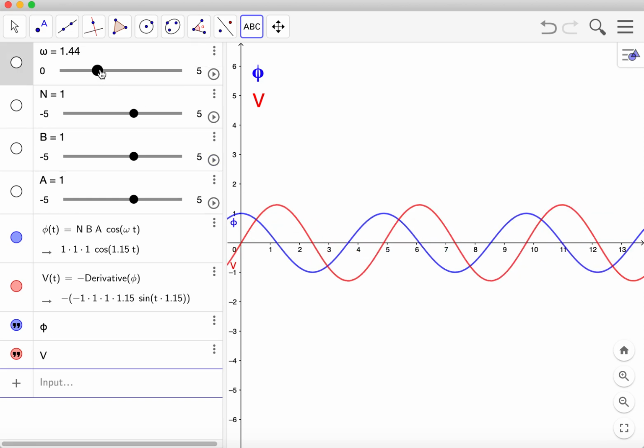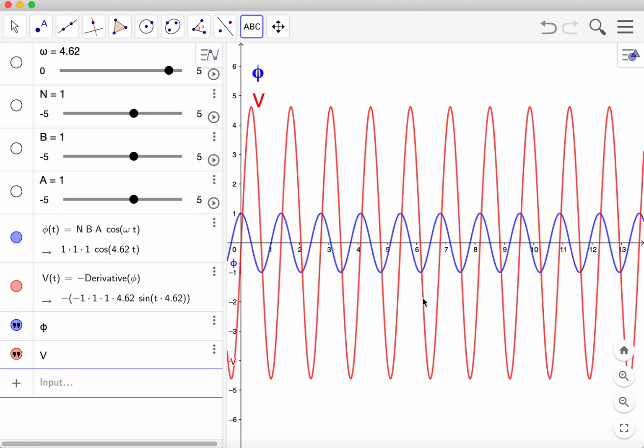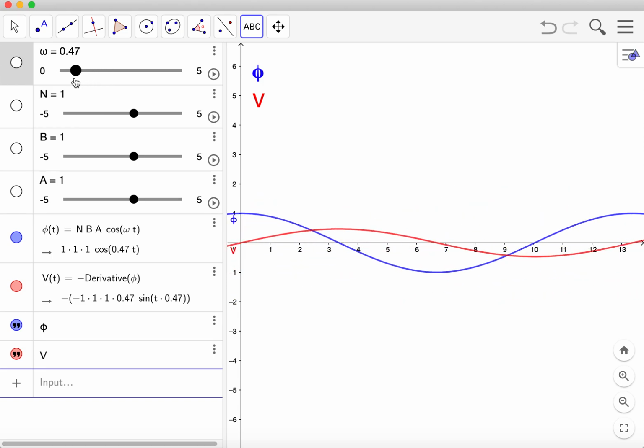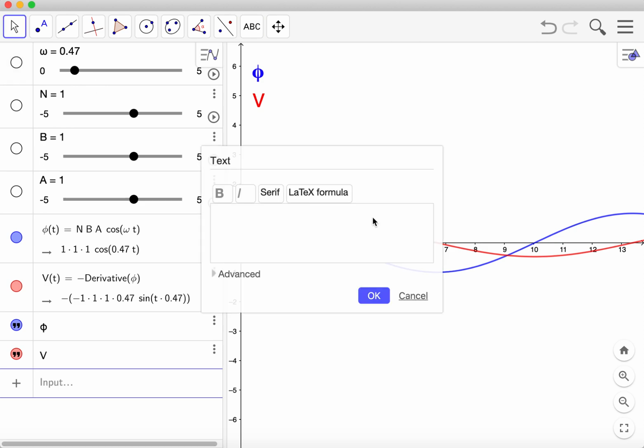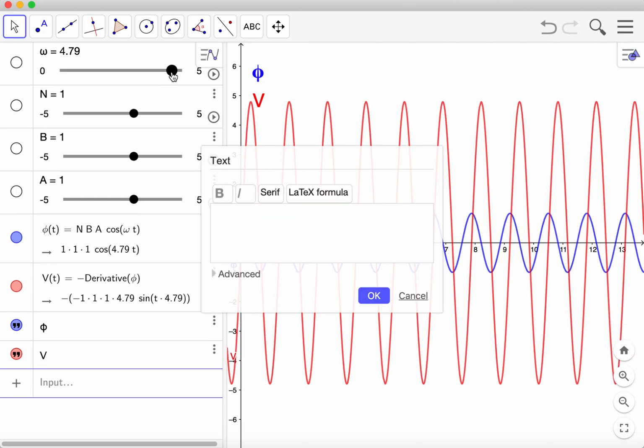However, if we were to increase the frequency, you see that the period becomes smaller, but also the maximum of the induced EMF increases, and in fact it's a linear proportionality. So decreasing the frequency increases the period but decreases the maximum EMF. Increasing the frequency increases the maximum EMF.